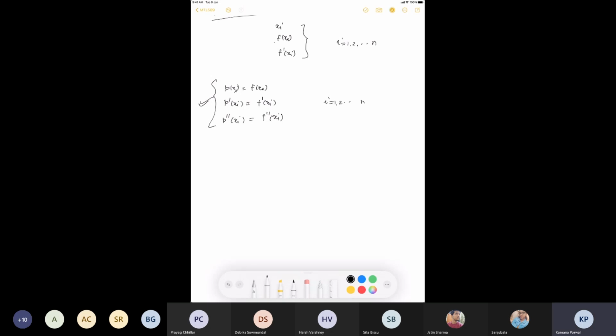Okay, so now there's another class of interpolation which is called the piecewise interpolation.